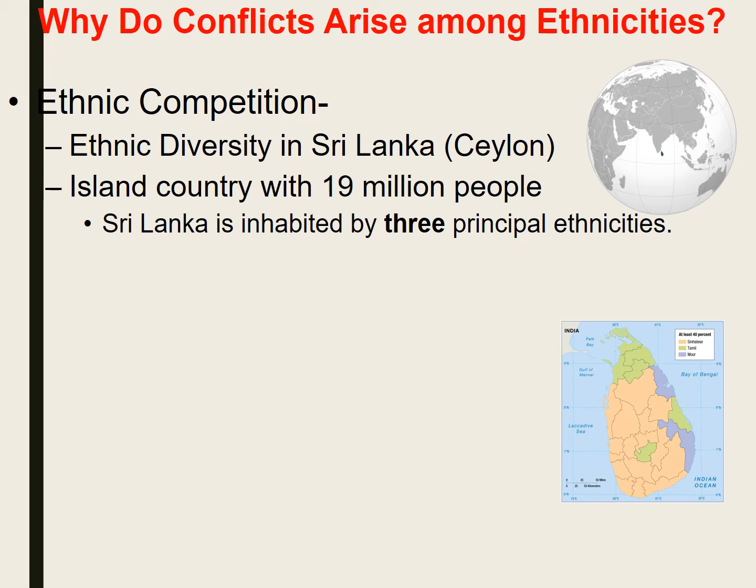We're going to go ahead and move on to looking at ethnic competition in Sri Lanka. If I went too fast through the Civil War in Lebanon, go back in your book and read through it slowly and let me know any questions you have.